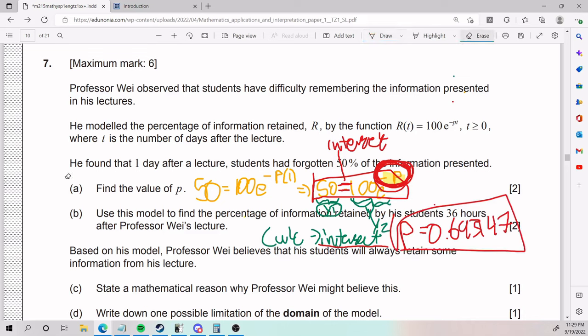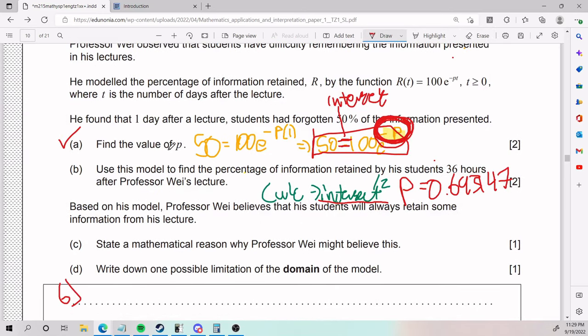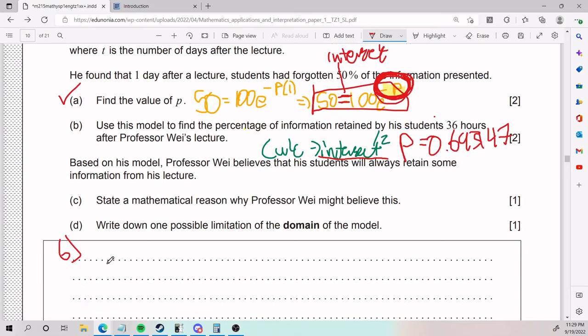So now we need to use this model, right? To find the percentage of information retained by his students, sorry, 36 hours after Professor Wace's lecture. See? And so what a lot of people do here for part B is the following mistake. Think about why it's a mistake. They say, okay, so R36 equals 100 E times negative P, which we said was negative 0.693147. And now we plug in T, which is 36.